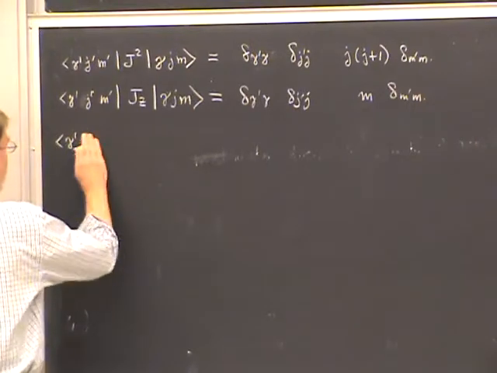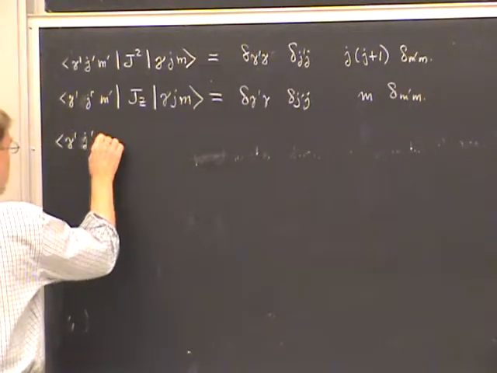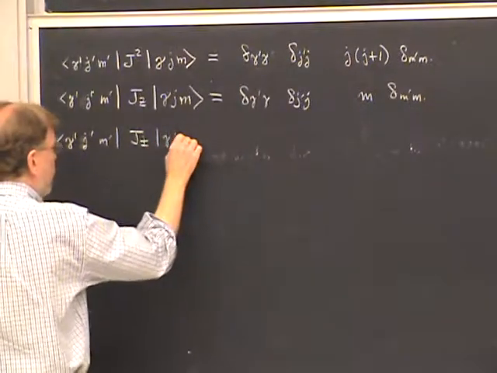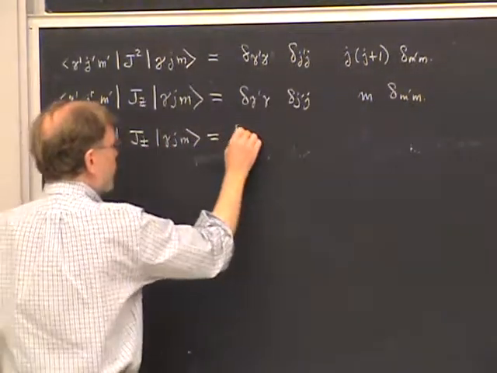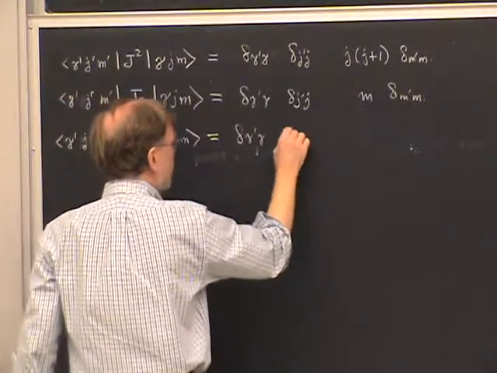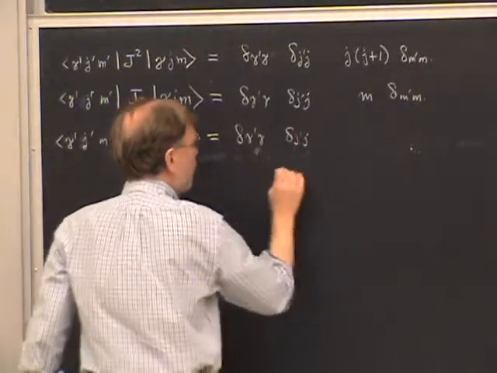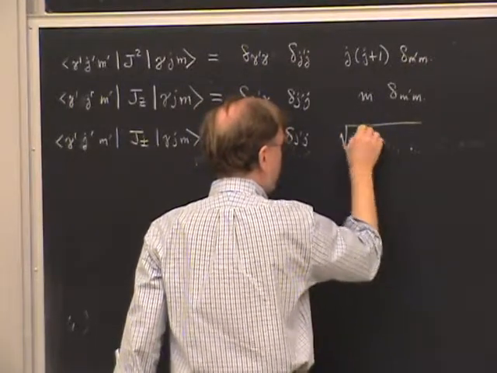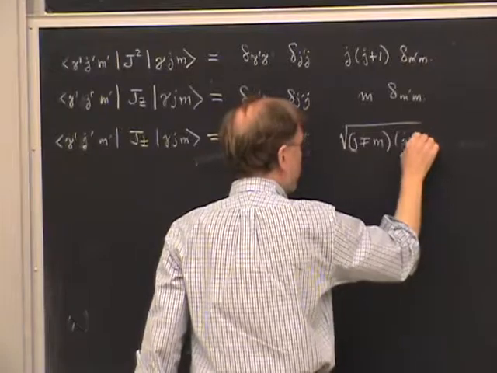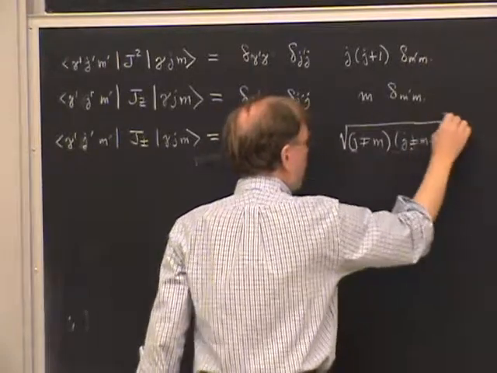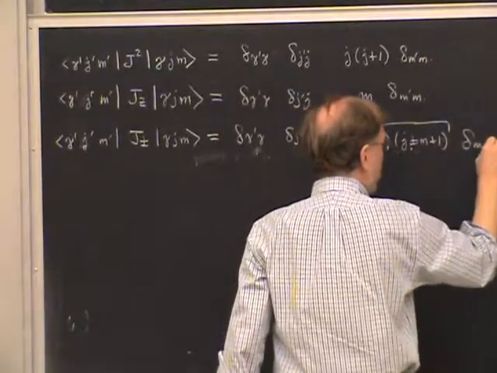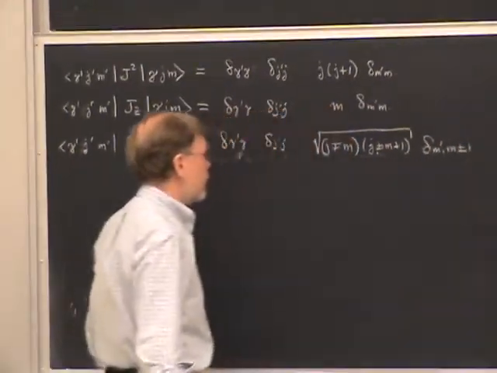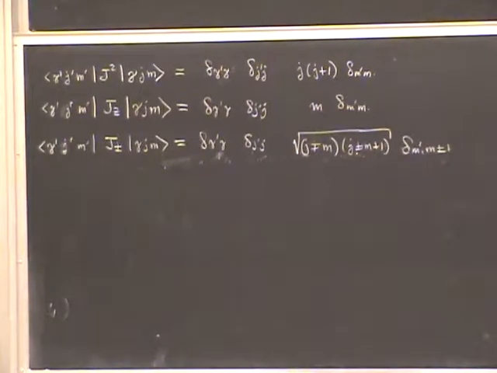If we finally take the case of the raising and lowering operators and sandwich these two states on both sides, like this, gamma j m, you can write it this way as delta gamma prime gamma, delta j prime j, times the famous square root, j minus or plus m, times j plus or minus m plus 1. And then we have delta m prime, m plus or minus 1, to indicate the raising and lowering. These are the main matrix elements that occur here.